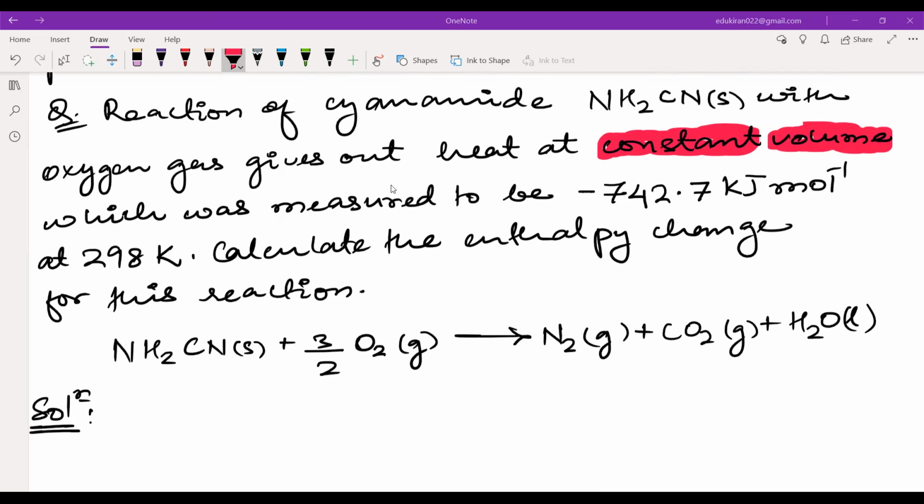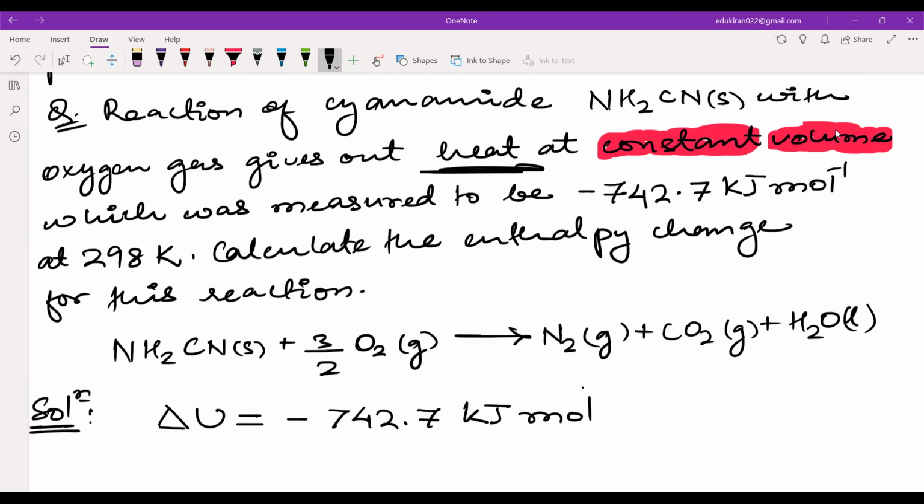So delta V was not given. I would have appreciated if you had said constant volume, but still your answer is right. Delta V is equal to 0, that means constant volume. And what happens at constant volume? Whatever heat is given out, whatever energy is involved at constant volume, it is equal to what? Delta U. So from this question, we can say that delta U is equal to minus 742.7 kilojoule per mole.